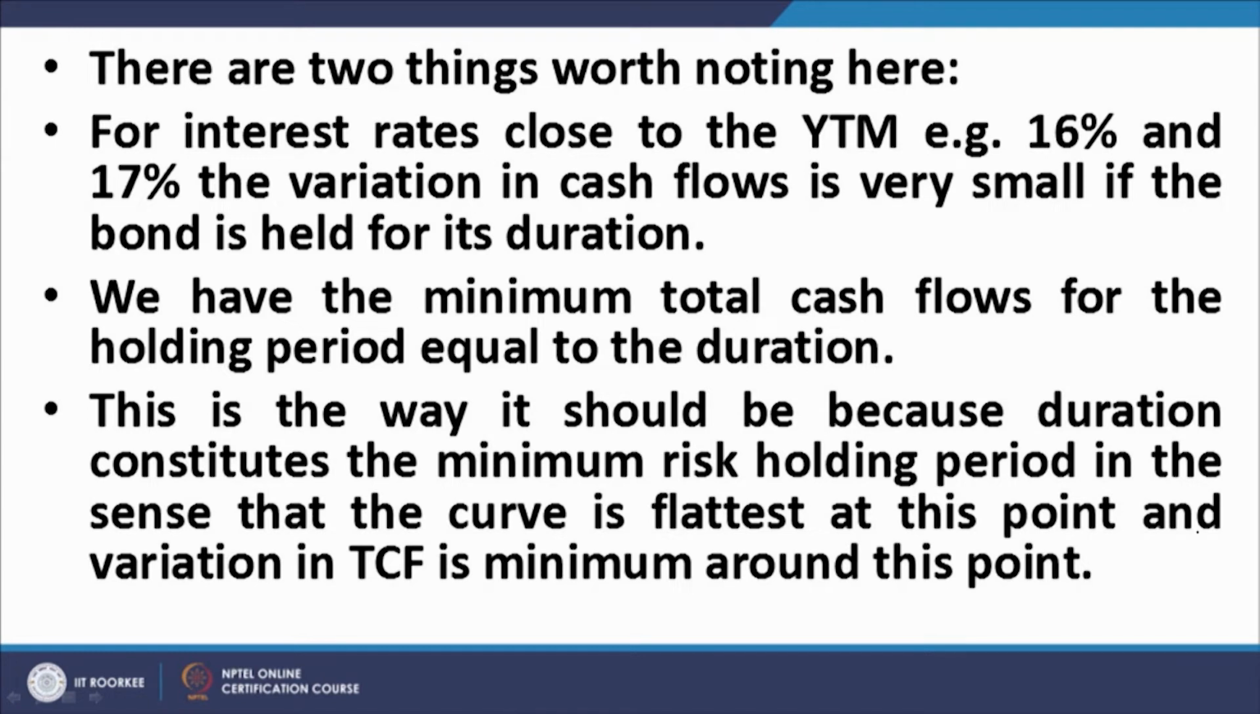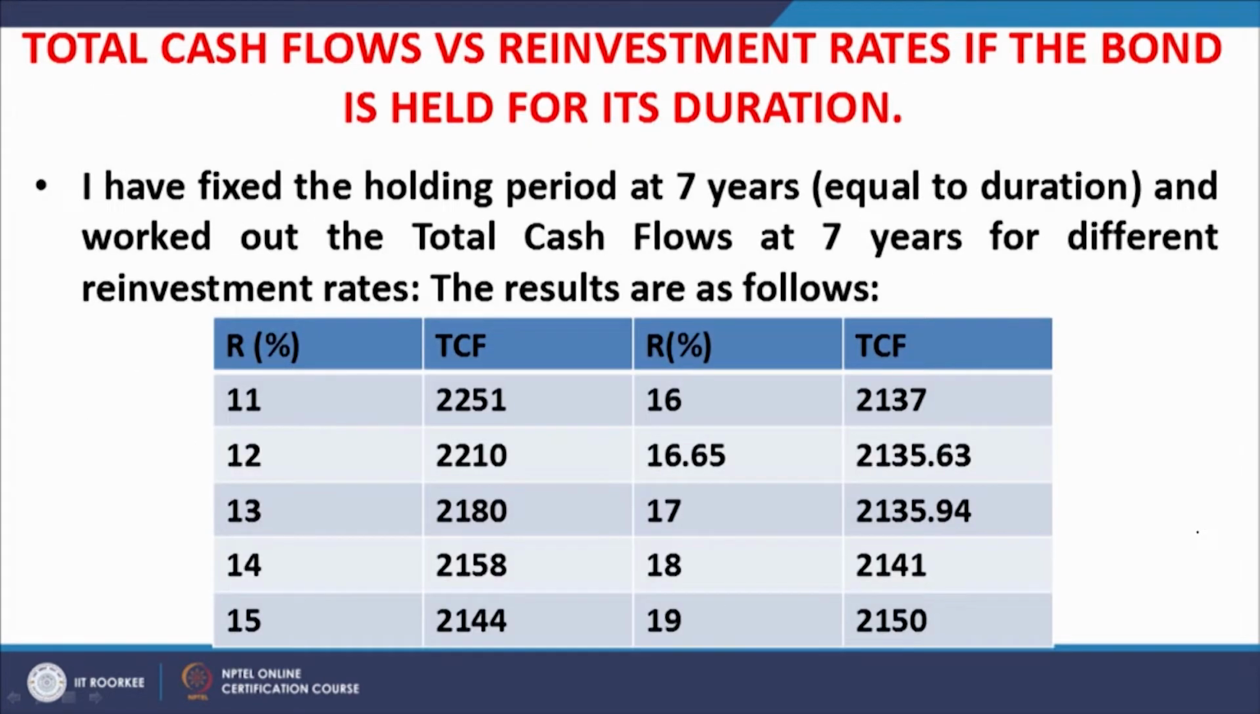Now, there are two fundamental things which we note immediately from the figures that we have here. The important thing is that around this figure of 16.65%, if there is a small change in the interest rates, let us say from 16% to 17%, the total cash flows change from 2137 to 2135.94, that is a marginal change of 1 unit of money. However, if you observe a similar change of 1% from 11% to 12%, the change is from 2251 to 2210, which is a 41 money unit change.